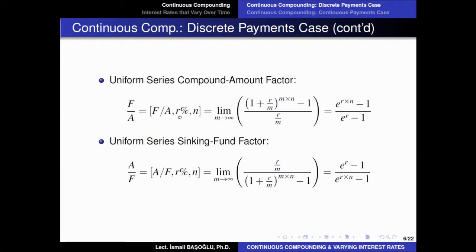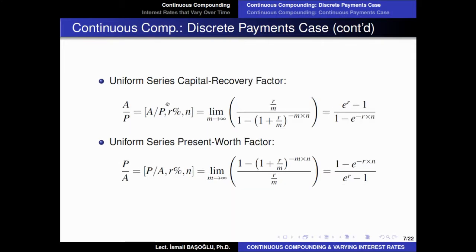So another difference in this extended notation is that instead of writing i% here, we are writing r%, because we are directly using the nominal interest rate in these formulations. Similarly, the uniform series sinking fund factor, the A over F ratio under continuous compounding, or in extended notation in square brackets, will be the reciprocal of the above value, which is (e^r - 1) over (e^(rn) - 1).